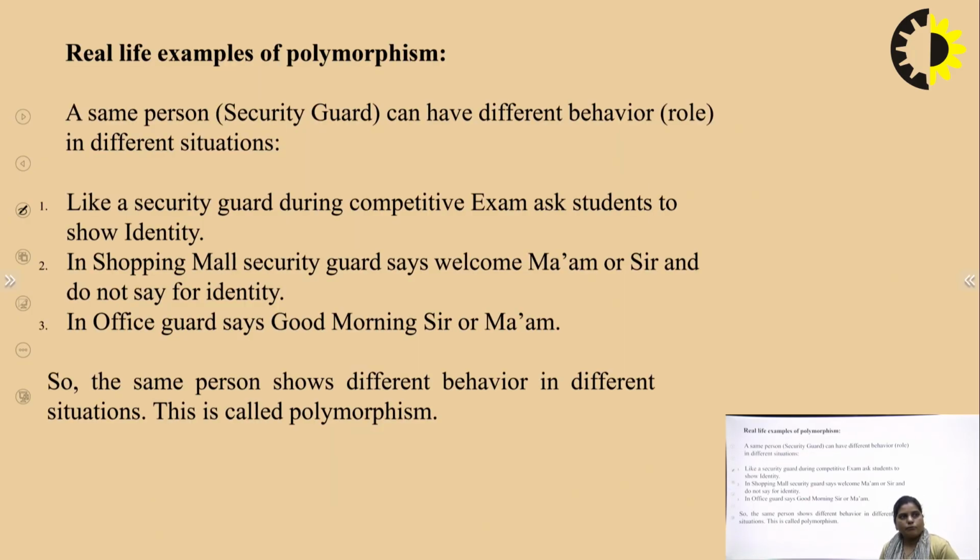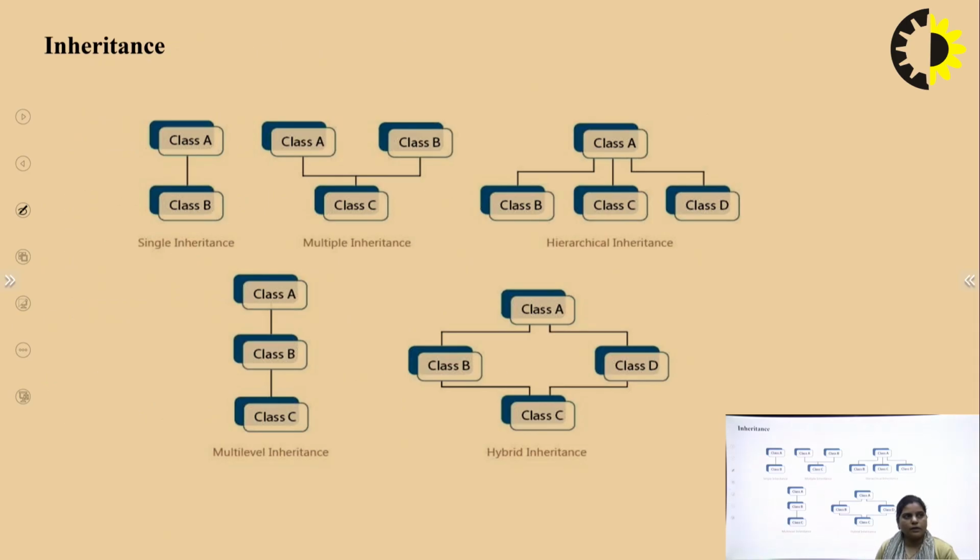Real life examples of polymorphism, as I told earlier: the same person, a guard, can have different roles or different behavior in different situations. Like a security guard during competitive exams asks the students to show their identity. In a shopping mall, the security guard says welcome ma'am or sir, and never asks for an identity card. In an office, the guard will wish sir or ma'am, like saying good morning. So the same person shows different behavior in different situations. That thing is known as polymorphism.